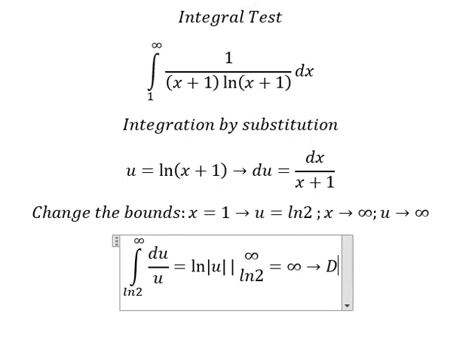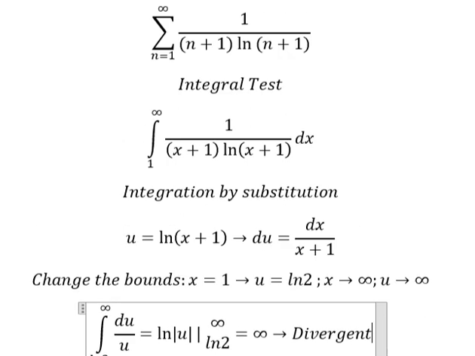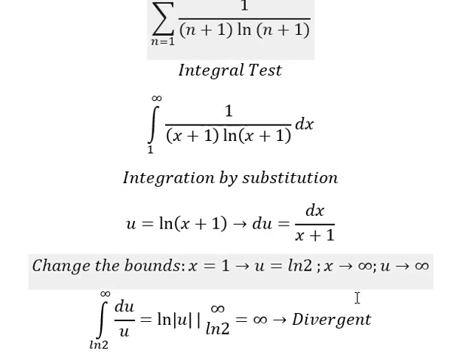So that is divergent. Because this one is divergent, that means this one should be divergent. And this is the final answer. This is the end.